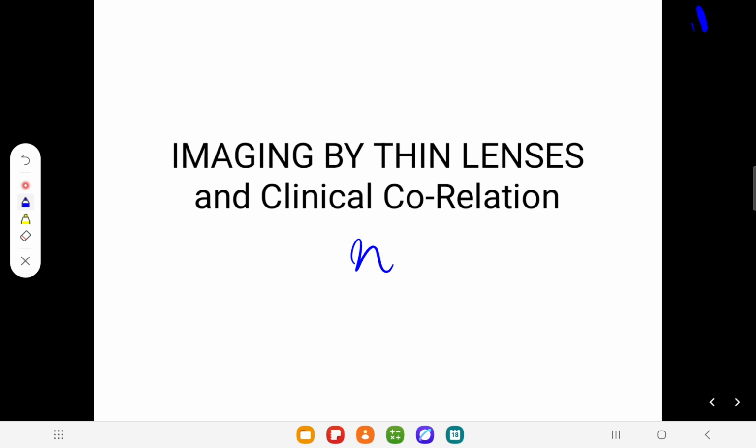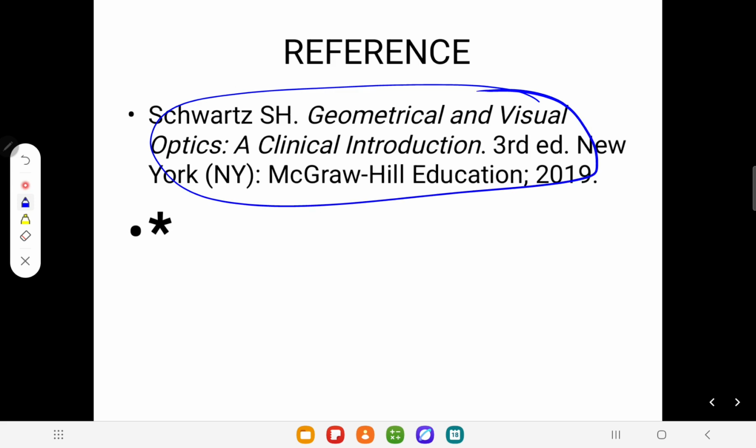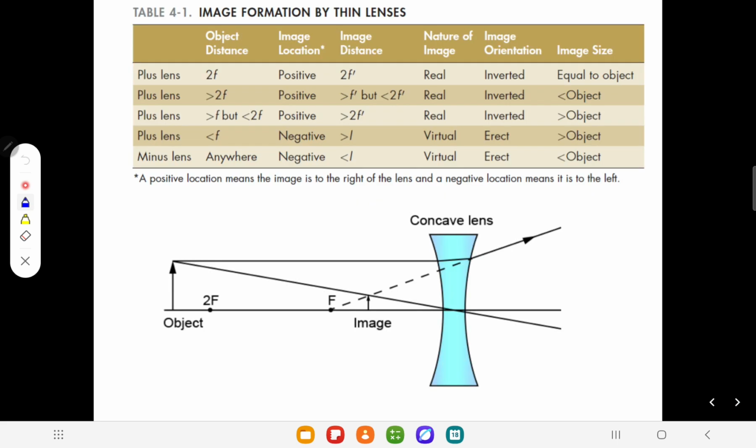Okay, so let's try to understand how the image is formed when the object is placed at different places in the visual axis. In this presentation, a lot of the pictures and text are taken from this reference book, Stephen H. Schwartz, 2019 edition, I think third edition. And this is the chart I have taken from Schwartz.